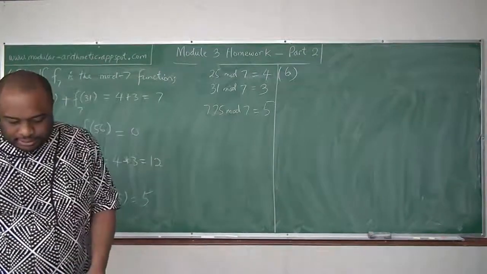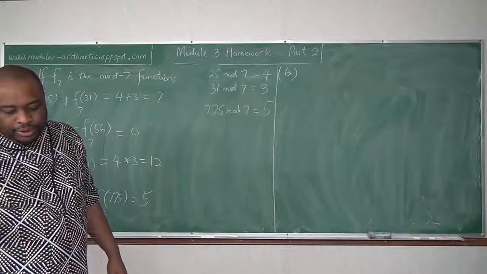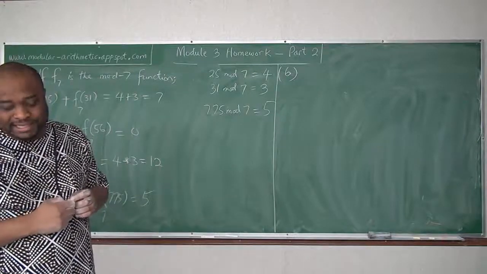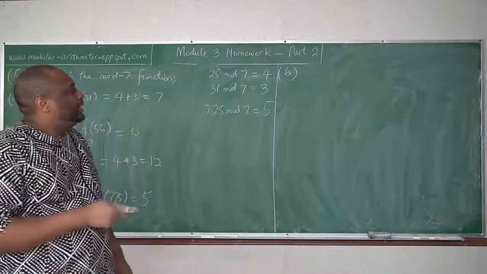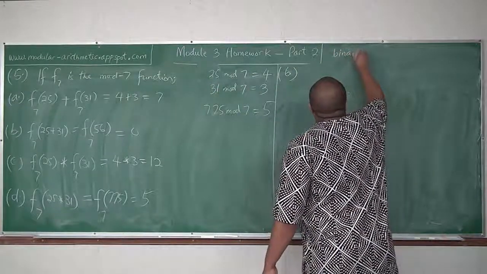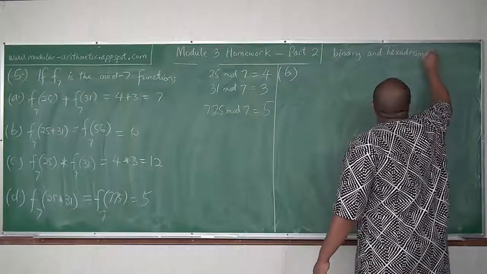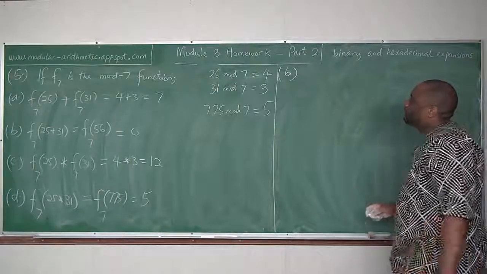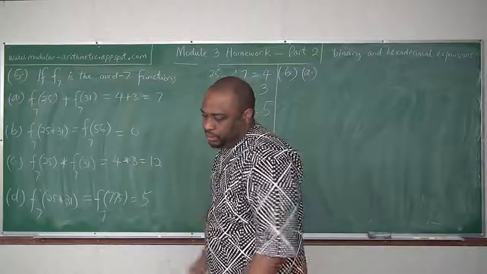Okay, question 6. It says, write the binary, which is base 2, and hexadecimal, which is base 16, expansions for each of the following numbers. They want the binary and the hexadecimal expansions for each of the following numbers. So we have 43.